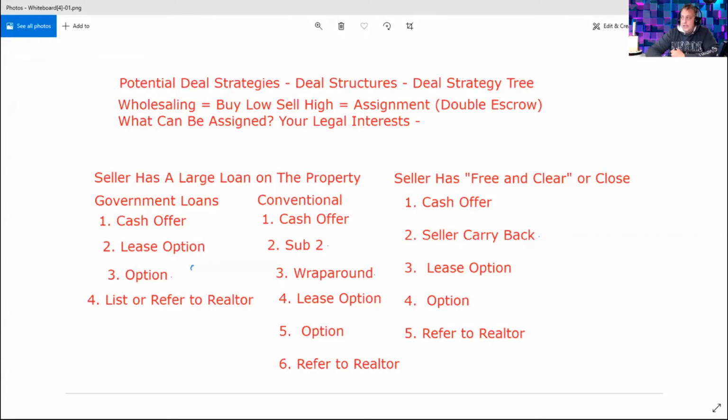All right, if we look at the potential deal strategies, the deal strategy tree, if you remember, when talking about wholesaling, we're buying low or contracting low with the homeowner and we're selling high to an end buyer, thereby creating a profit spread for ourselves and our business. And we do that using an assignment fee. So let's talk about doing ugly house deals from your home office, virtual ugly house wholesaling.